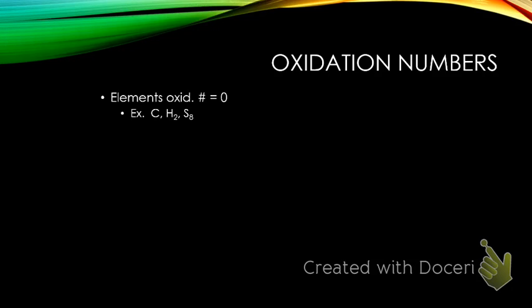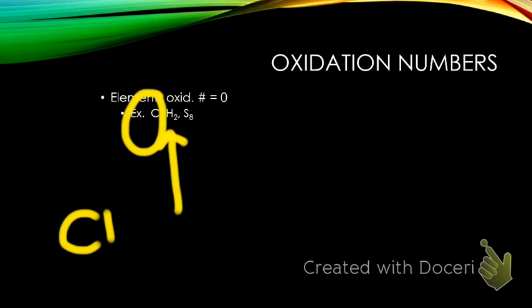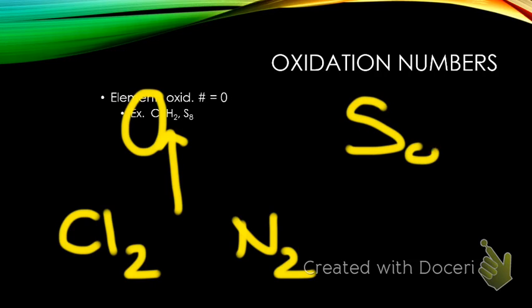So here are some examples that we see. We see carbon, which would be like graphite. Elemental carbon is 0. Hydrogen, which, remember, hydrogen is diatomic, is 0. So for example, diatomic chlorine would be 0. Diatomic nitrogen would be 0. Sulfur, which you can actually have as S8, would also be 0. All of these are 0.